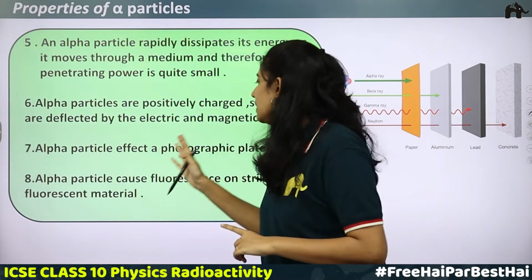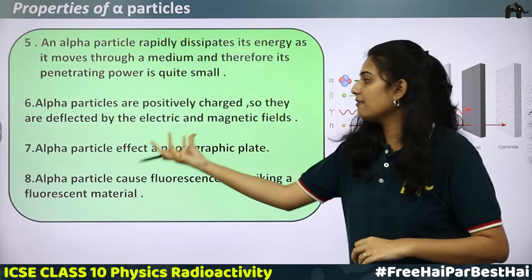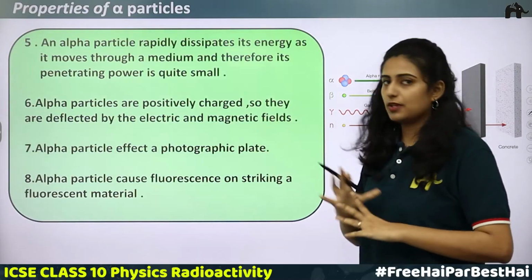Seventh point, alpha particles affect photographic plate. When a photographic plate is kept, you can get the images because alpha particles will react with the photographic plate.